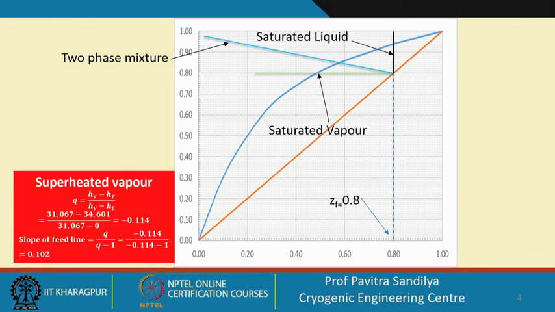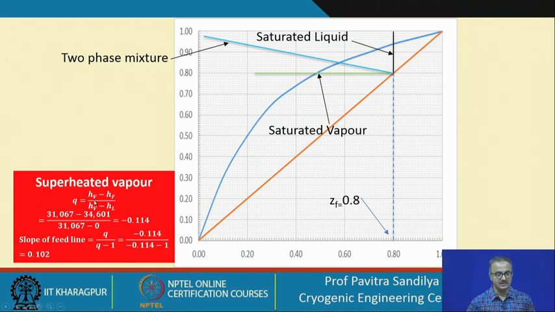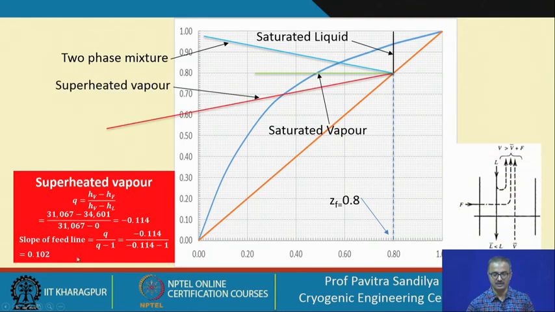Next we draw it for the superheated vapor. In this case we keep the value of HF which is given in the problem, and we find it is coming like this minus some negative value, and now we find the slope is 0.102, and this can be drawn like this particular line. This is the feed line for the superheated vapor.